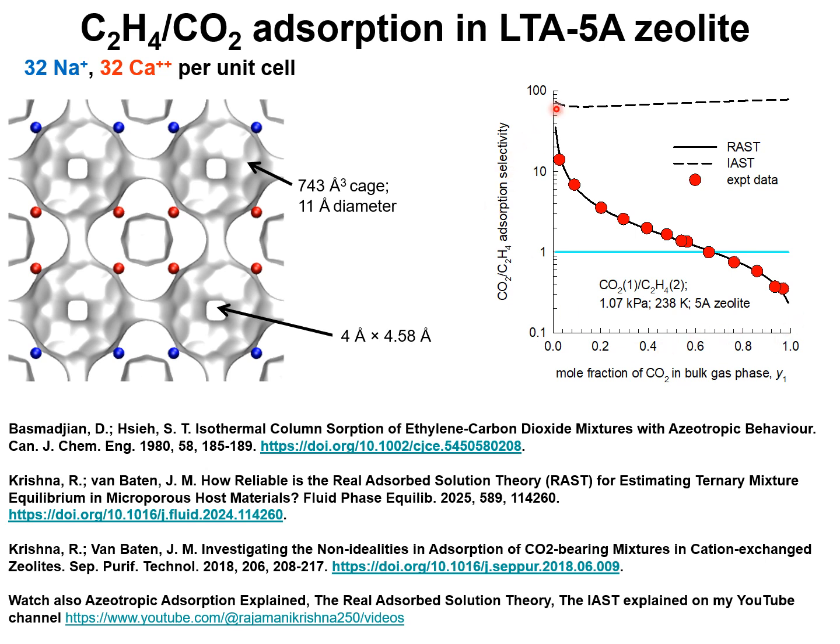The ideal adsorbed solution theory does not anticipate the adsorption selectivity reversal and predicts that the mixture adsorption is selective to CO2 for the entire range of mixture compositions. Now, the experiments that I plot here, shown by the red circles, are from the paper of Basmadjian in Canadian Journal of Chemical Engineering 1980.